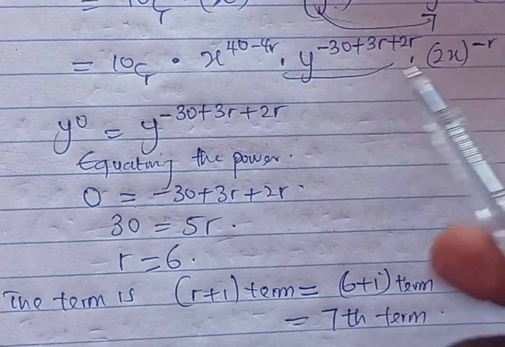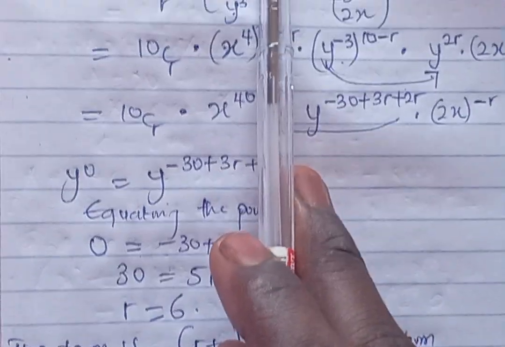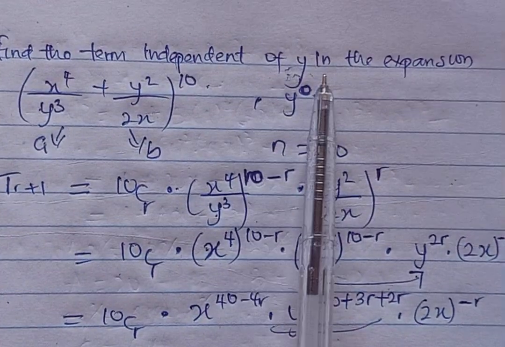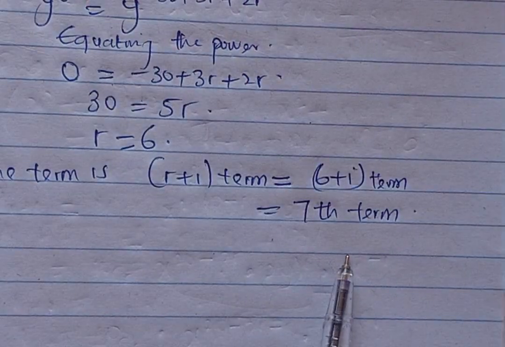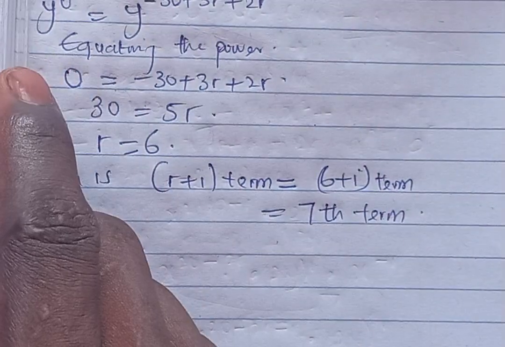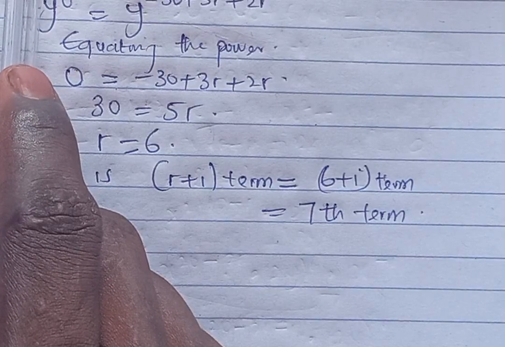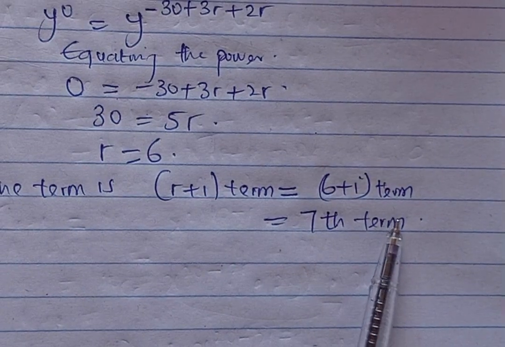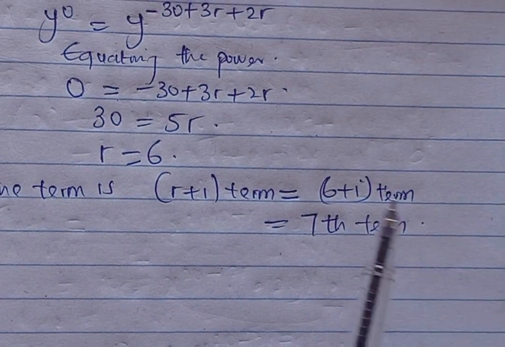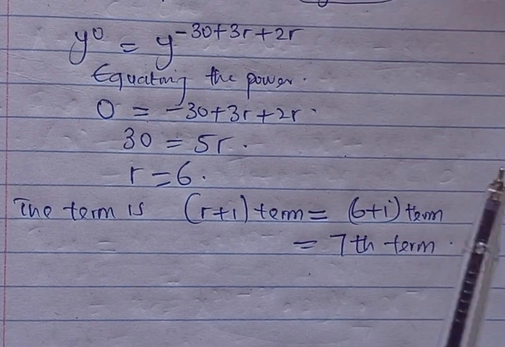So it means the term which is independent of y, that is when y raised to power 0, is the 7th term. You can try it out, simplify this one. You will see that it is the 7th term that is independent. It means that there will be no y in the expansion. If you expand the bracket, there will be no y in one term, and that term is the 7th term. So have a good day.